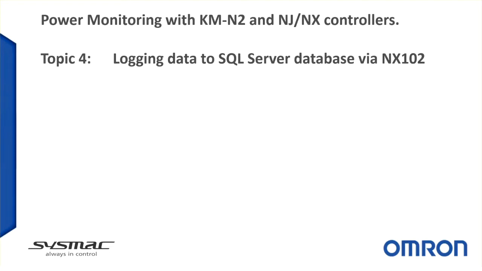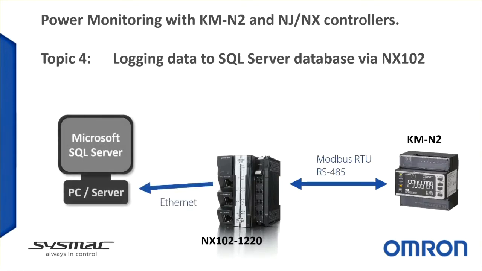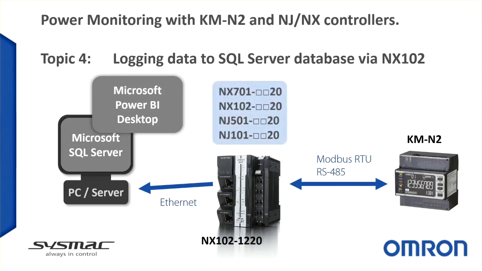During this video we'll see how to data log power consumption readings from an NJ or NX machine controller, in this example an NX102.1220, connected to a KMN2 power monitor. The data log values will be directly inserted by the NX102 into a table in the Microsoft SQL Server Express database installed on a PC. The data can then be viewed directly in Microsoft SQL Server Management Studio and also, more usefully, in visualization packages such as Power BI that connect to the database. The direct database connection features are supported by the CPU model shown and can connect to a variety of different databases.